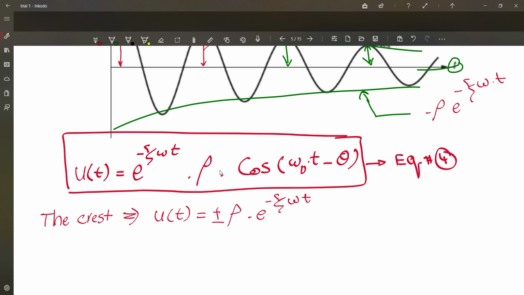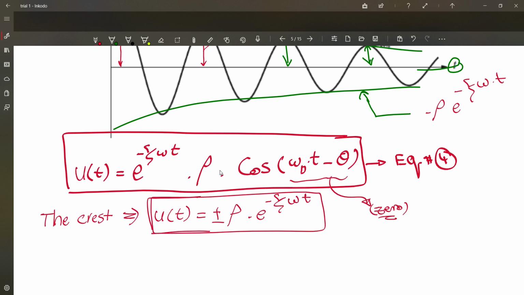And if you look at equation 4, the cosine term, at the envelope, the expression inside the parenthesis is going to be 0, which means that cosine 0 is going to be 1. Okay, so our equation is going to be u of t equals plus or minus rho times e to the power minus psi omega t, and the cosine of omega d t minus theta is going to be 1 by default.